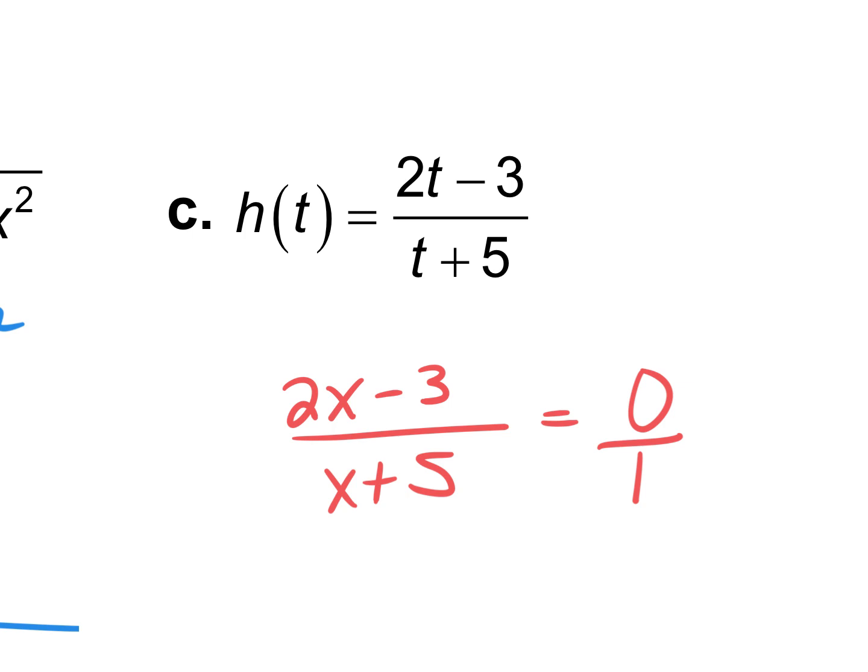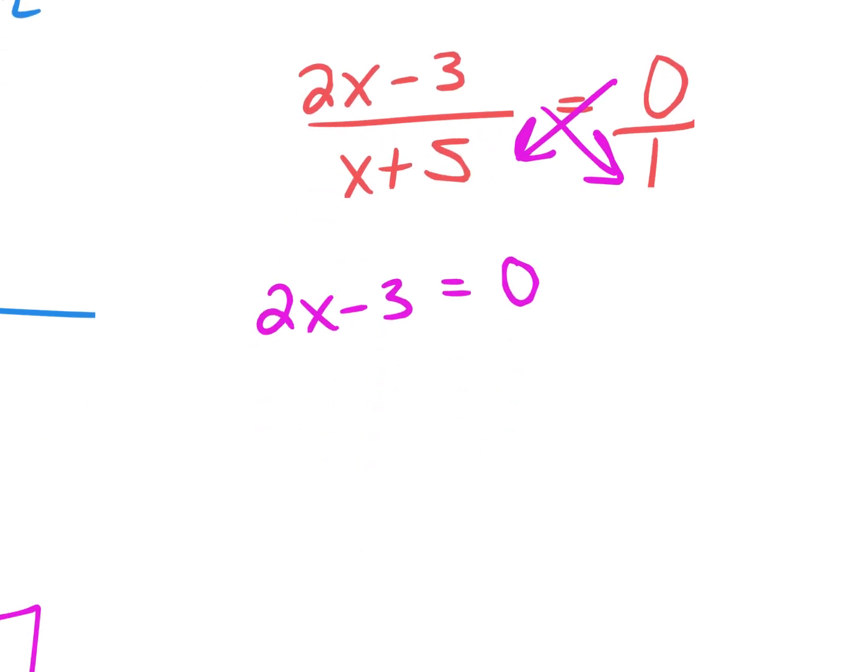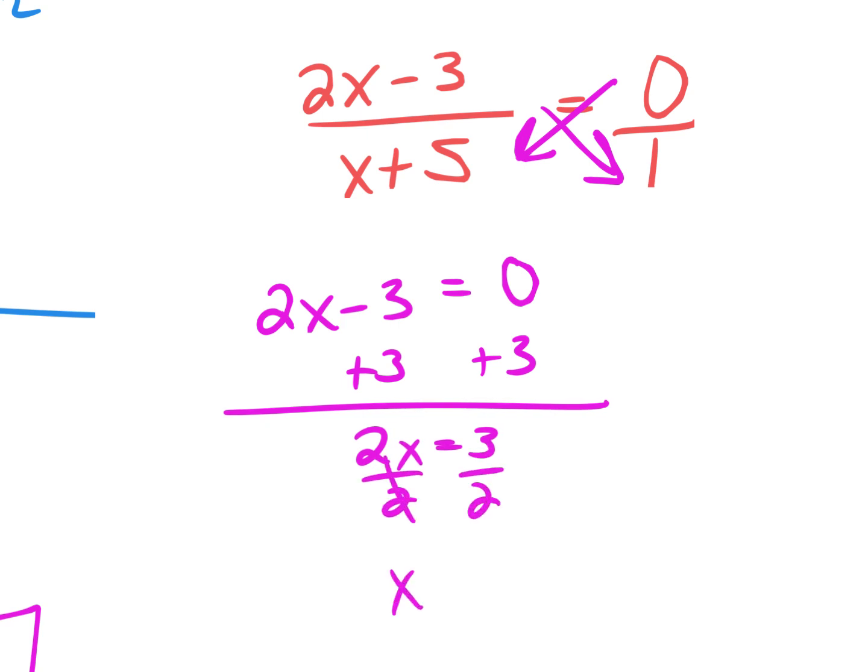I like to do that because when I have a denominator on one side, I like to have the other side have a denominator. Because when you have a fraction equal to a fraction, what can you do? We can cross multiply, yep. So this becomes, what? 2x minus 3 times 1 is just 2x minus 3, right? Equals, what's x plus 5 times 0? Very good. So now what do we do to both sides? Add 3, perfect. 2x equals 3, we divide by 2, and x equals 3 over 2.